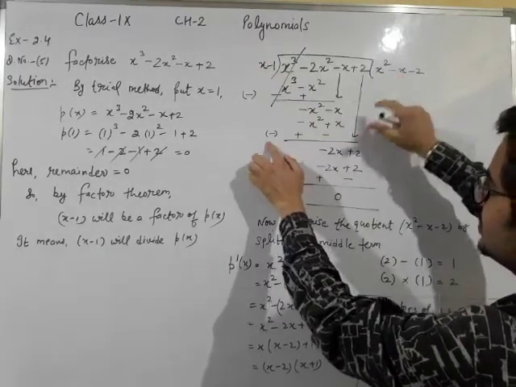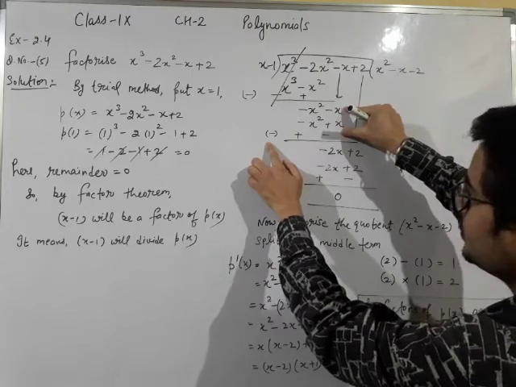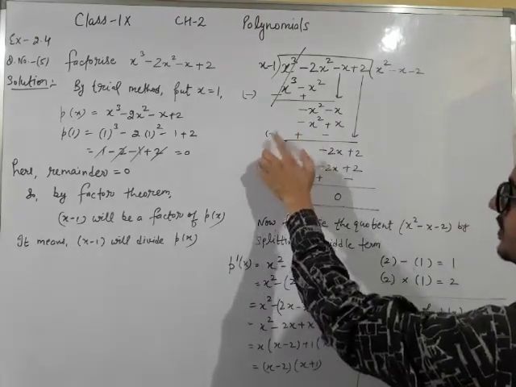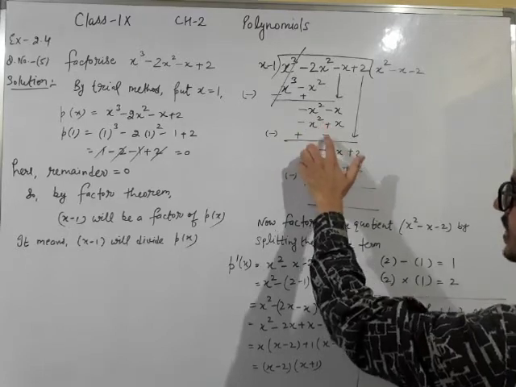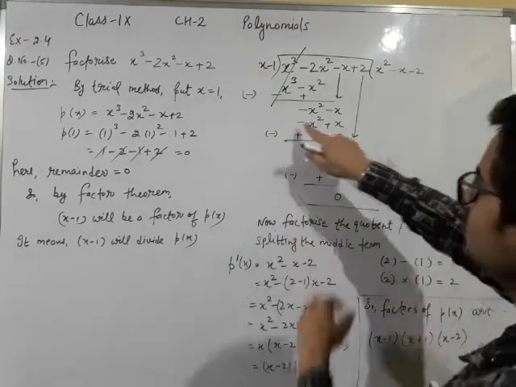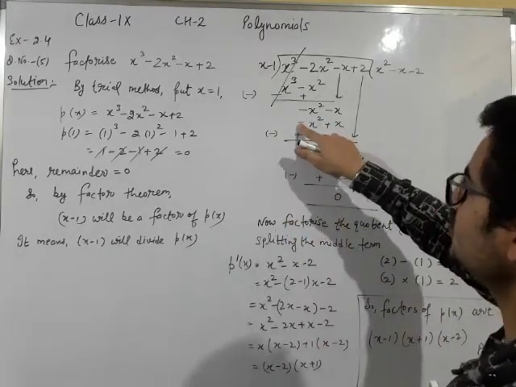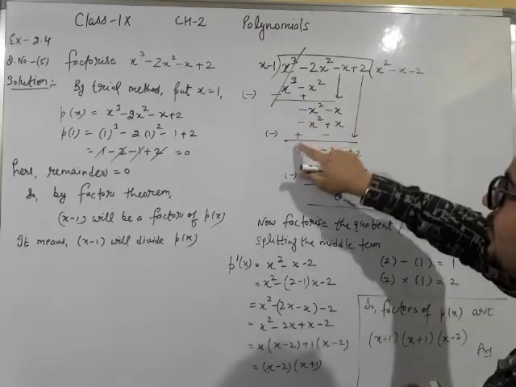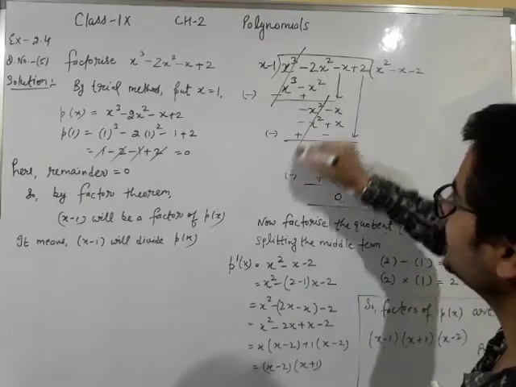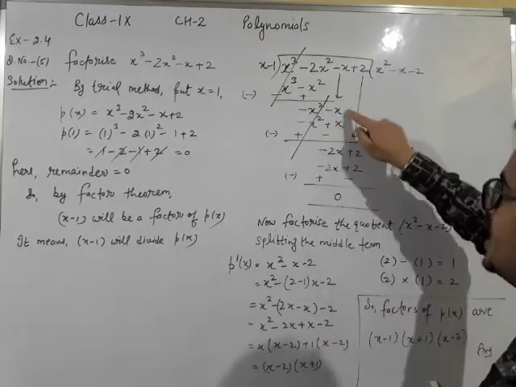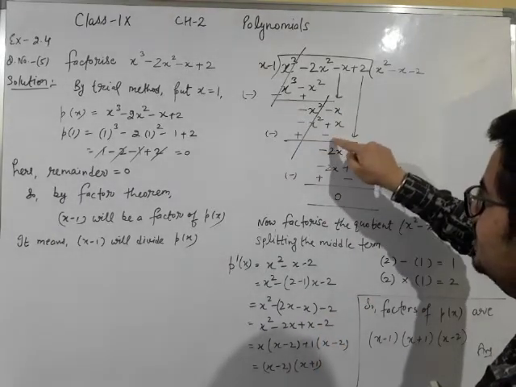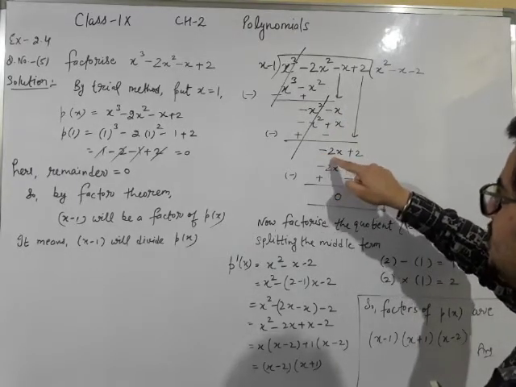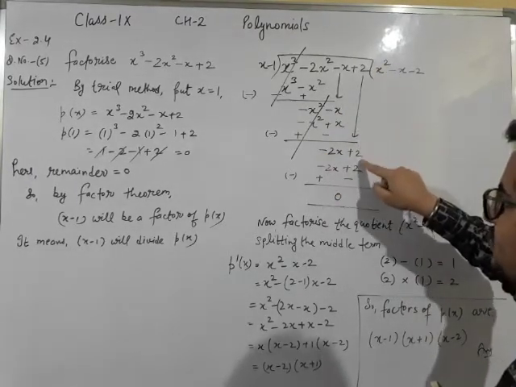Now we will subtract these two polynomials. Minus minus becomes plus, minus plus becomes minus. Now this sign of minus will not work, this positive sign will work. So minus x square plus x square are cancelled. Minus x minus x, minus minus 2, gives minus 2x. We have carried plus 2.